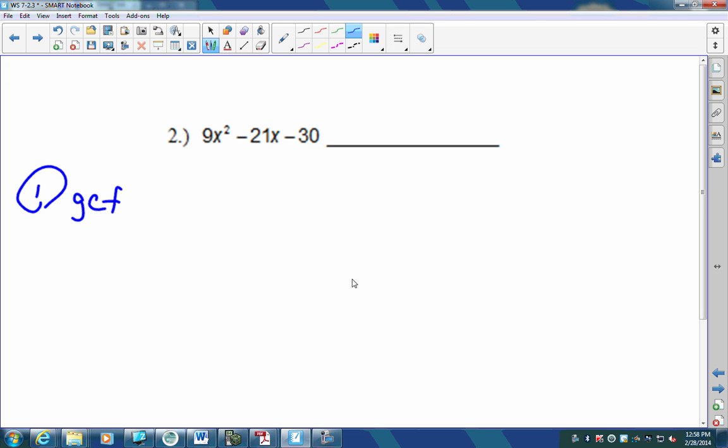All right, GCF. First thing I do is I look and see I've got the smallest number of a 9. Does 9 go into 21? No. Well, there's another number that goes into 9. What else goes into 9? 3. Does 3 go into 21? Yeah. Does 3 go into 30? Yeah. So my GCF is 3. So you're going to divide your GCF out of each term.